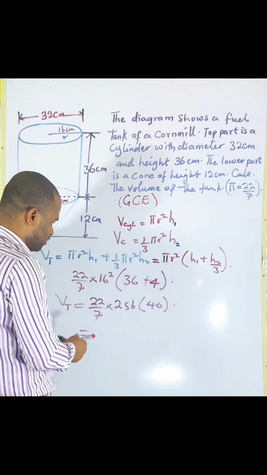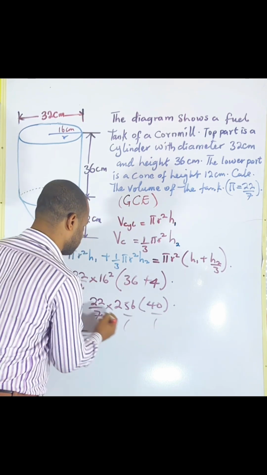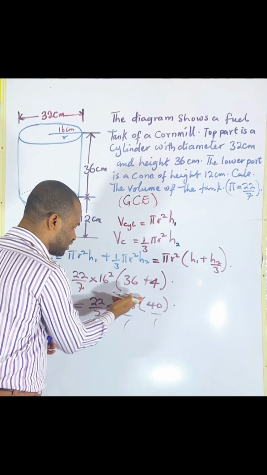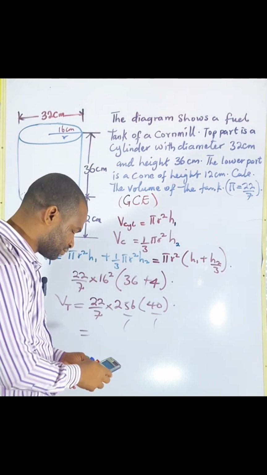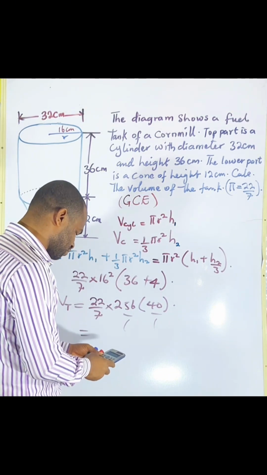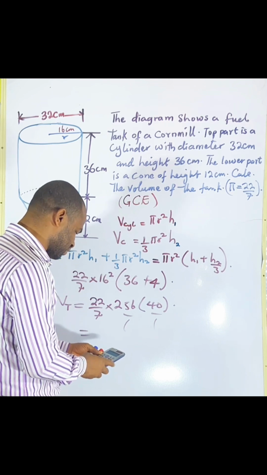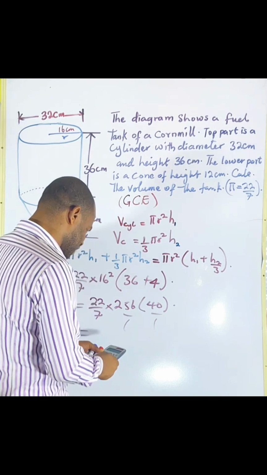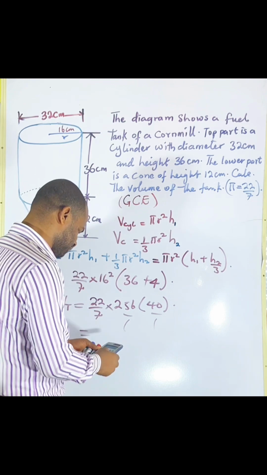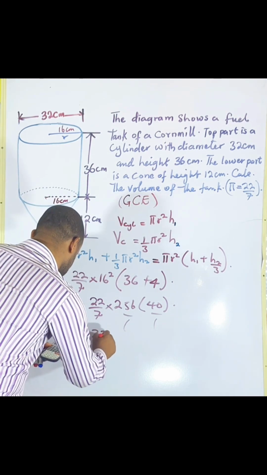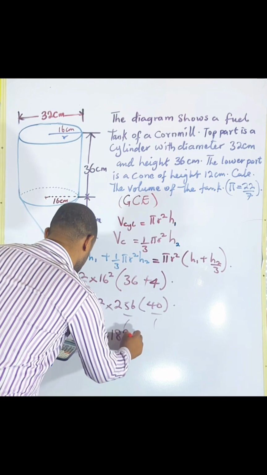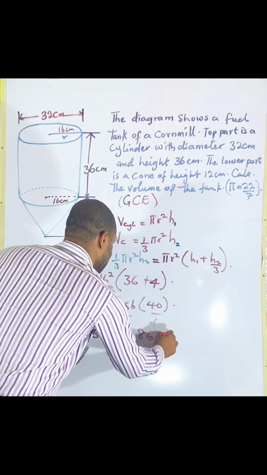So let me use my calculator to multiply 22 times 256 times 40 divided by 7. Let's find the answer immediately. 22 times 256 times 40 divided by 7, and the answer is 32182.86 cm cubed.